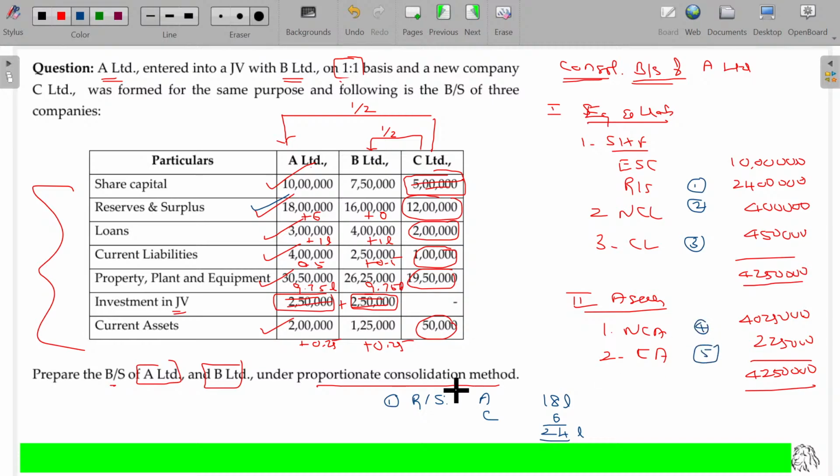This is for A Limited's consolidated balance sheet purpose. You can prepare the same way for B Limited. It's very simple. To help you understand this, I have given this. Okay.